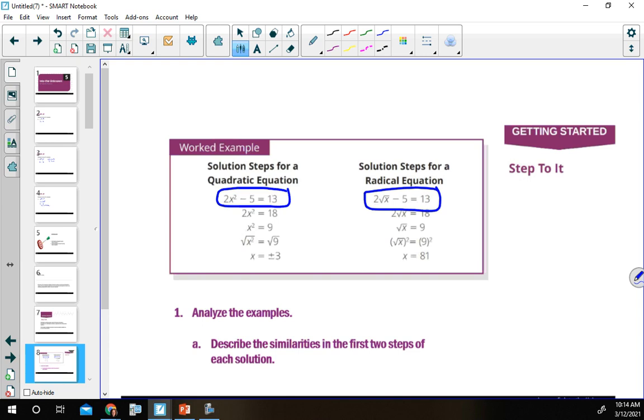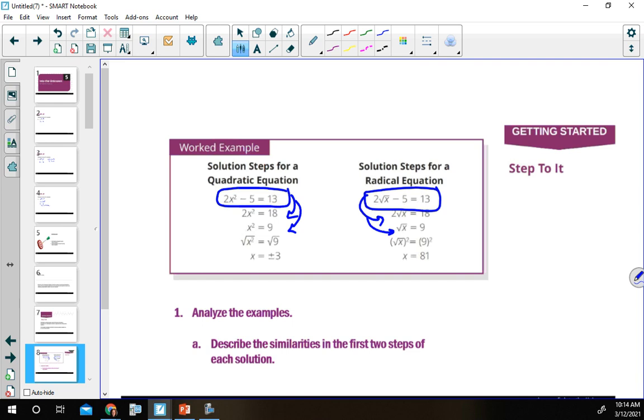Okay, so describing the similarities. Going from the first step down, they both added 5 to both sides to move it over to the other side. Okay, and then it looks like they both divided by 2 to go from the next step to the next step. So they used the same properties to get rid of the numbers and the coefficients to get x by itself. So they're isolating x the exact same way.